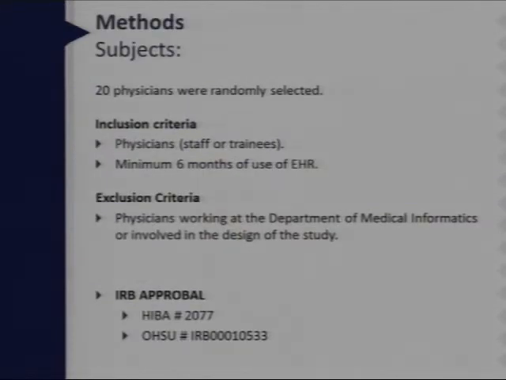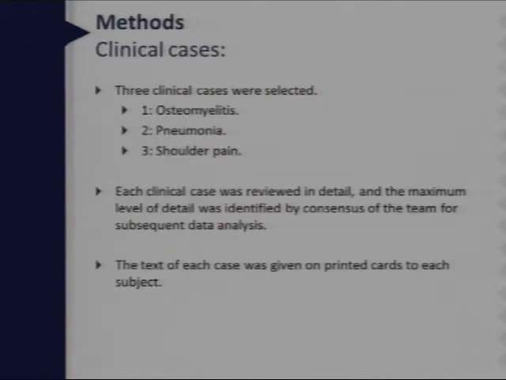This study was performed with 20 physicians who were randomly selected. The inclusion criteria were physicians, staff or trainees, with a minimum of 6 months of use of our electronic health record, and we excluded physicians working in our department or related to the development of the study. The study was approved by the IRB at Hospital Italiano and here at OHSU.